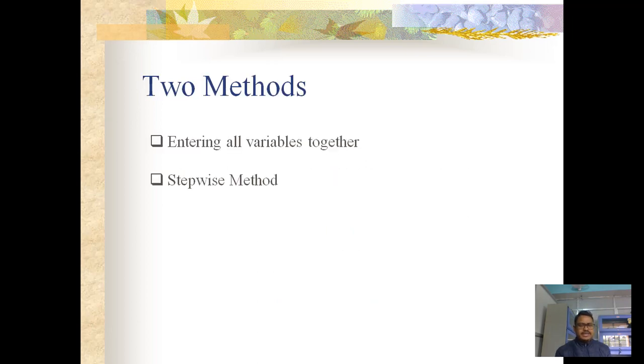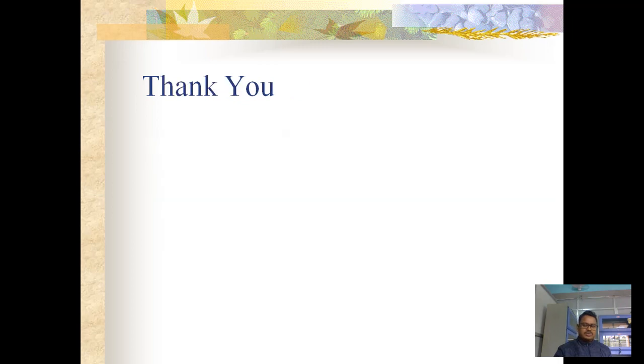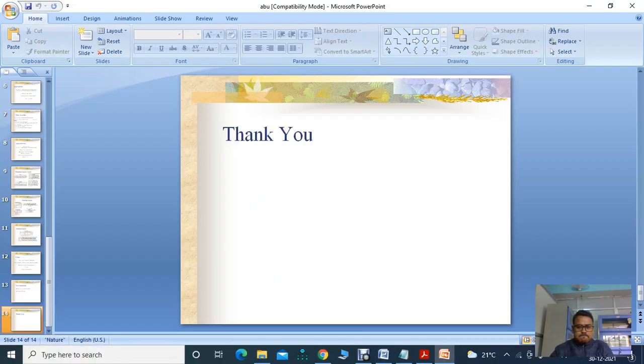In terms of methods of linear discriminant analysis, there are two methods. One is entering all the variables together, that is the enter method, and the other one is the stepwise method. In the stepwise method, only those independent variables will be entered which will be significantly discriminating between the two groups. So with this, I come to the conclusion of linear discriminant function analysis.